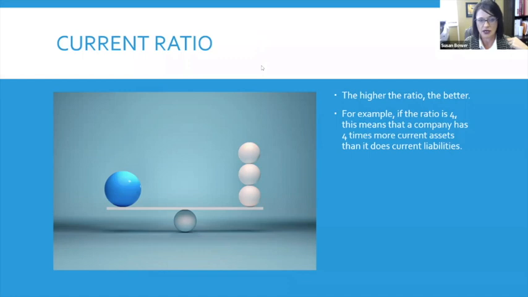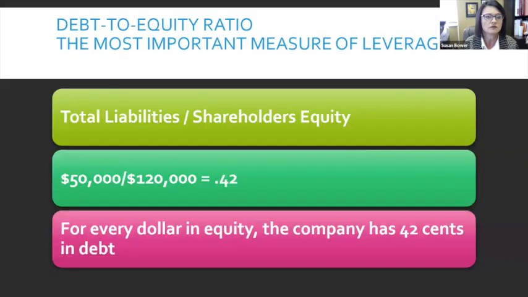I agree with the comments. The 0.25 shows a lot of leverage. It's not so good, is it? How can we put into words similar to this example? If my ratio was 4, that means that I have 4 times the amount of current assets than I do current liabilities.